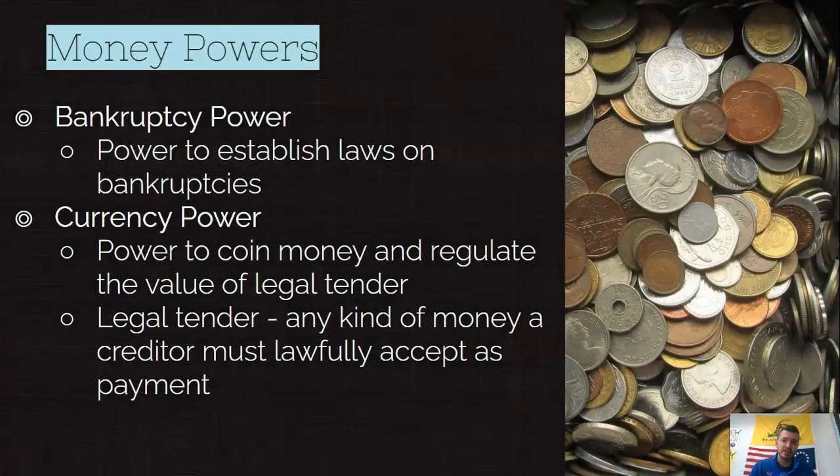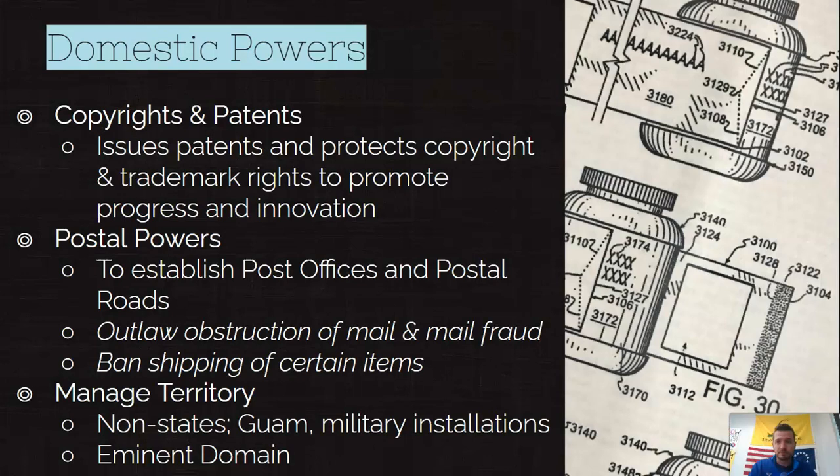More money powers: they have the bankruptcy power, the power to establish laws on bankruptcies. They have the currency power to coin money and regulate the value of legal tender. Legal tender is any kind of money a creditor must lawfully accept as payment. We have decided to use coins and paper bills, and that is done only by the federal government. No state can make their own type of money, because that's going to lead to more problems with what is accepted among other states, big problems like we had under the Articles of Confederation.